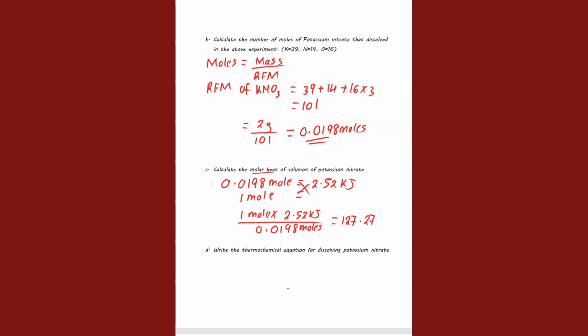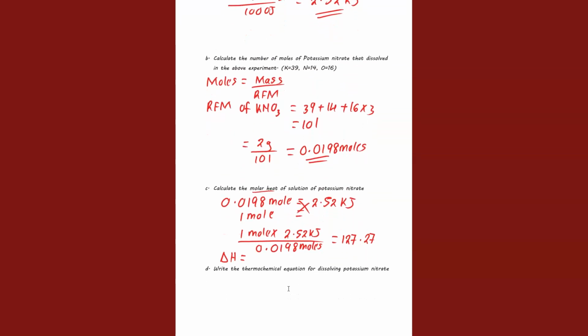127.27. But now when we write the molar heat of solution, we will accompany it with the type of reaction that occurs. So for this case, we note that there was a decrease in temperature. And if there is a decrease in temperature, it means that this type of reaction is an endothermic reaction, where a system has absorbed heat. And if it's an endothermic reaction, the enthalpy change is always positive. So the enthalpy change for this reaction is going to be positive 127.27 kilojoules per mole.